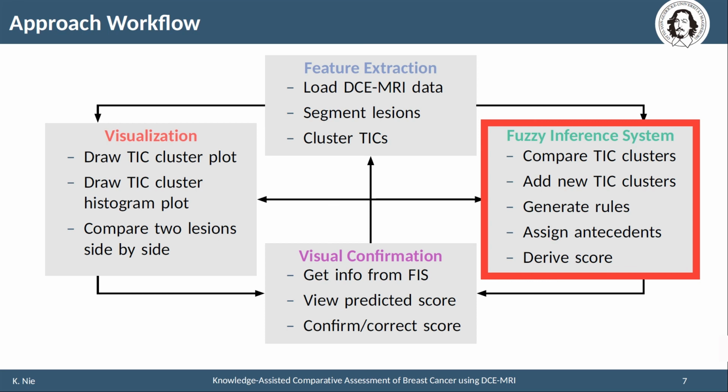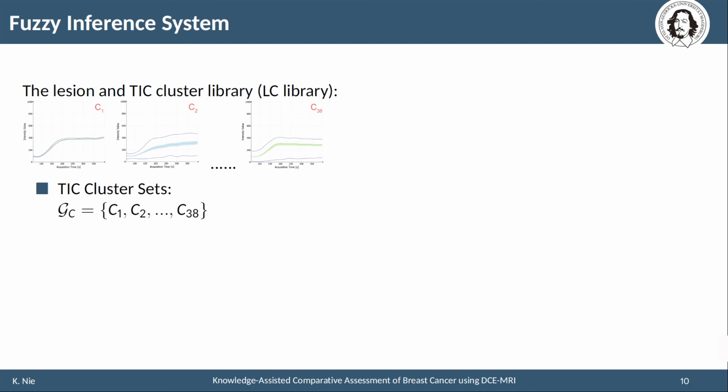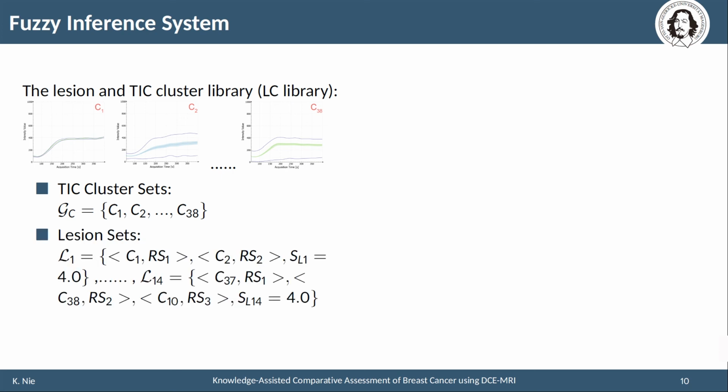Then I will describe the fuzzy inference system. We created a lesion and cluster library, and this library consists of two parts, a set of time intensity curve clusters and a set of lesions. The content of the cluster set includes unique cluster names and their intensity values, like the figure shown. The content of the lesion set includes the lesion name, score, and the subset, which stores the cluster index and its relative size.